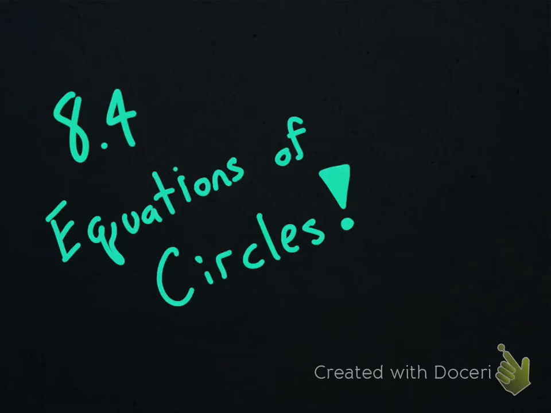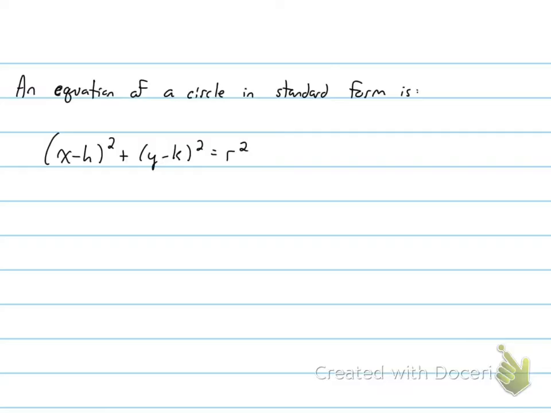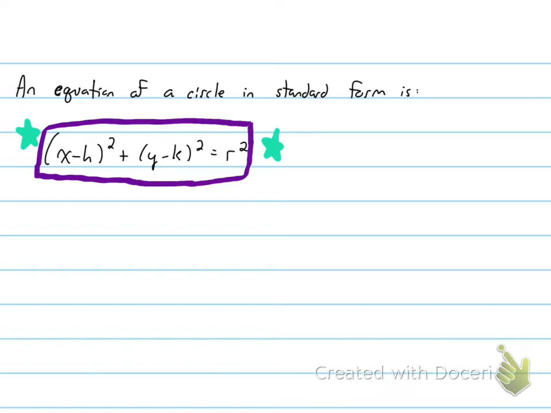In section 8.4, we're going to be talking about equations of circles. An equation of a circle in standard form is (x - h)^2 + (y - k)^2 = r^2, your radius squared. Now definitely make sure that you have this formula highlighted or starred somewhere that it's easy to look back to in your notes.